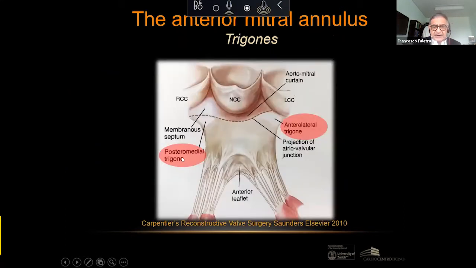This is another important thing that I would like to show you: the two trigones, which are the lateral, peripheral parts of the mitral aortic curtain. So two trigones here, which are really very important, as we will see later.